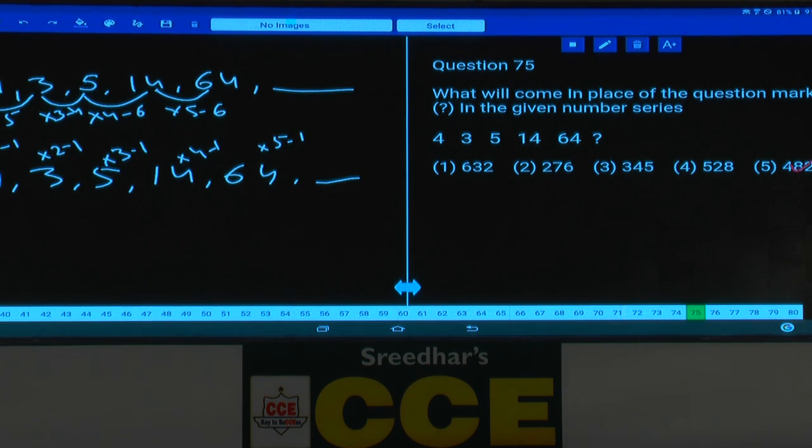Now here it is not 4 into 4 minus 1, isn't it? Now it is into 4 minus 1, then the number must be how much? 55. Now 55 into 5 minus 1, what is the number? 55 into 5 is how much? 275. 275 minus 1, 274 is the number. It is also not given. Next option. Then any difference between these numbers? 4, 3, 5, 14, 64.